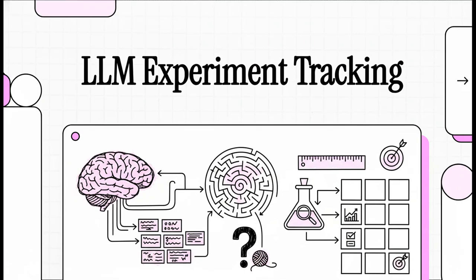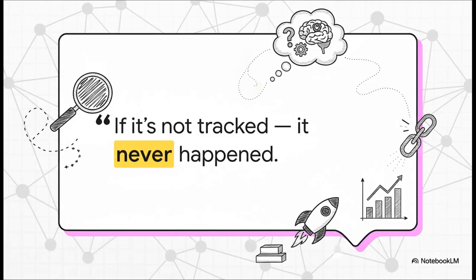So if you're working with large language models, you definitely know the feeling. You're endlessly tweaking prompts, changing parameters, swapping models, and you have no clear way to know what's actually making things better. In this explainer, we're going to talk about how to wrangle that chaos and master the science of experiment tracking. And this quote really gets to the heart of the matter.